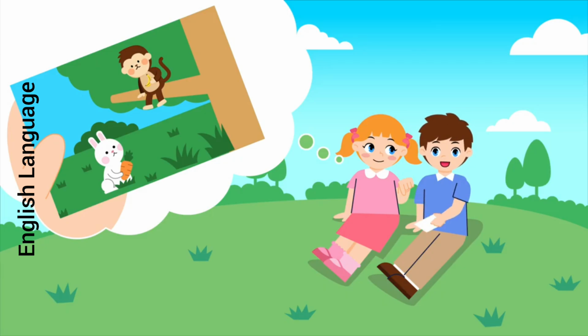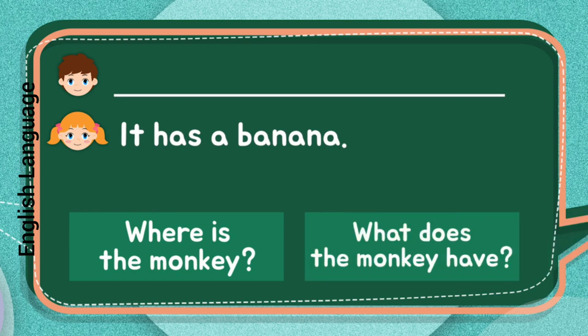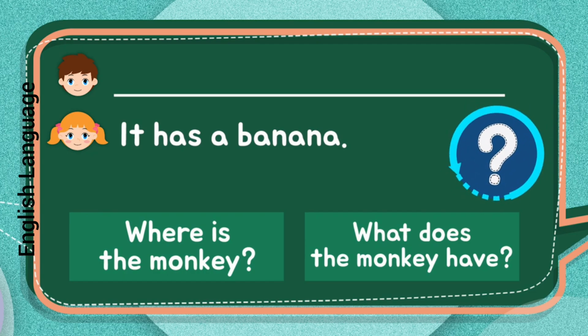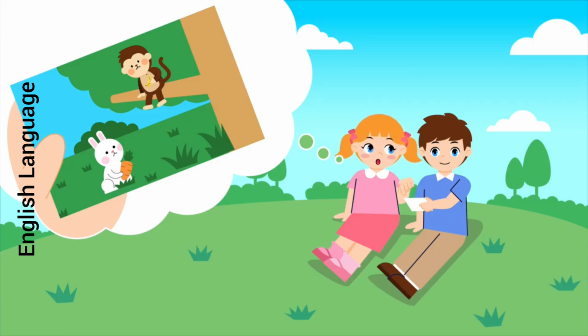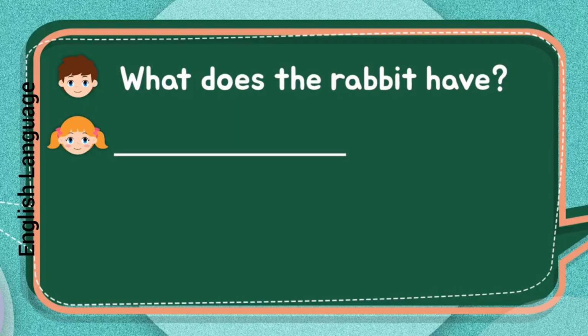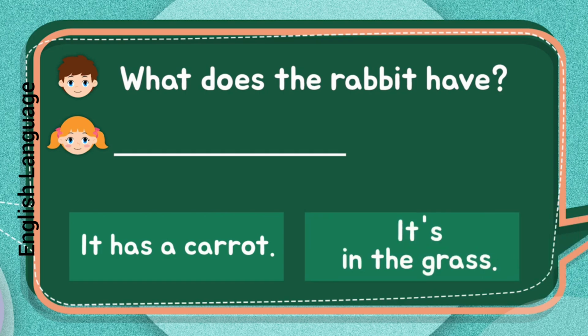What does Tom say? Where is the monkey? What does the monkey have? It has a banana. What does Anne say? What does the rabbit have? It has a carrot. It's in the grass.